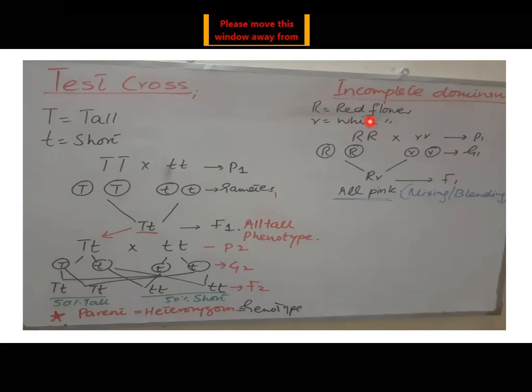So when we talk about incomplete dominance, for example, there is a capital R allele for red flower and small r for white flower, and we are going to make the cross. Capital R and small r are both homozygous. We call them pure breeds or true breeders, and this is the P1, and we will make the gametes G1 like this. So all the F1 generation will be capital R, small r.